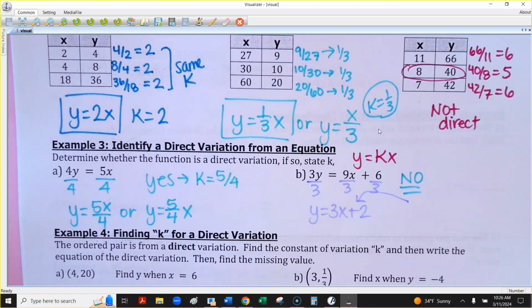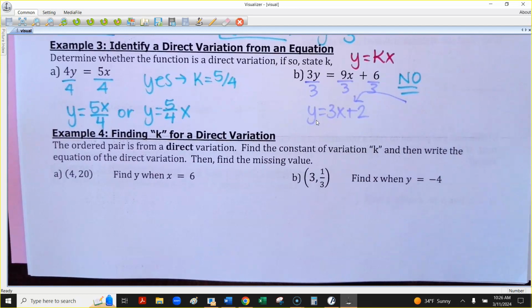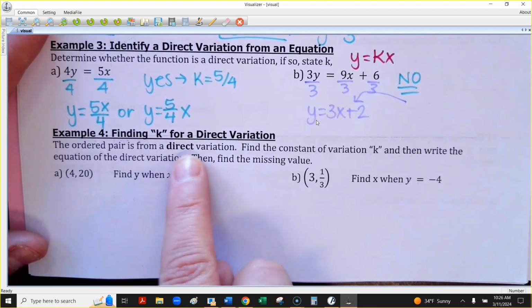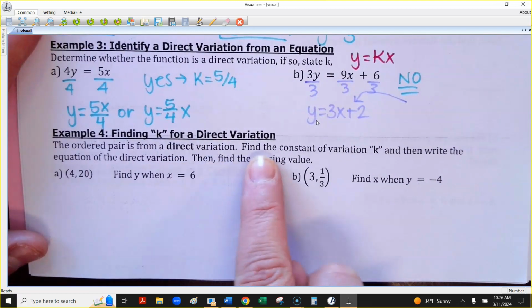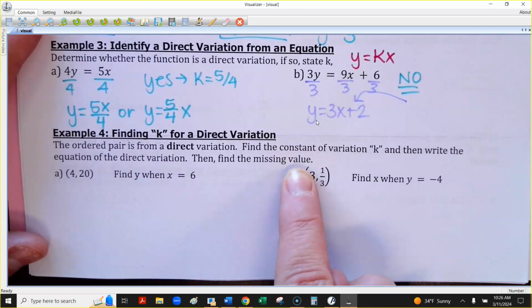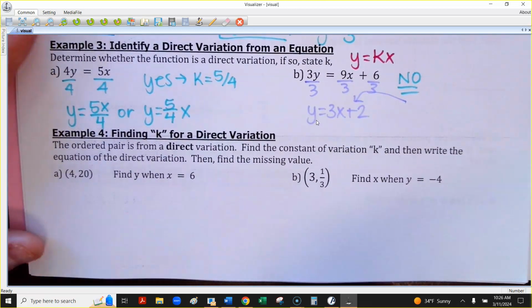Okay. Now, these are a little tricky. You might want a calculator for a couple of these questions down here at the bottom. So these will be kind of like 2 questions in one. So it'll say the ordered pair is from a direct variation. Find the constant of variation, then write the equation of direct variation. Find the missing value. Okay, so these are like 2 separate questions. So my first question is going to be to write the direct variation. So here's my point.